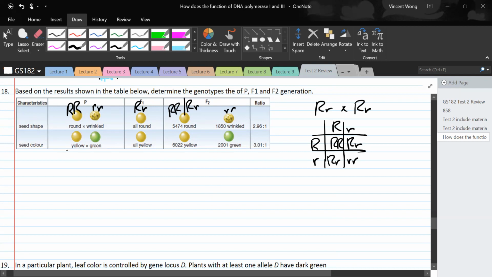Same logic here. Big Y, small y. Or yellow, big Y, small y. Either homozygous or heterozygous for yellow. And then homozygous always for the recessive trait.